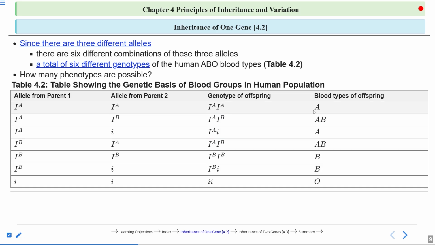How are there 4 phenotypes? Blood group A, blood group AB, the second one, then blood group B, the third one, and blood group O. So remember, there are 6 genotypes and 4 phenotypes. A question can come from here: how many genotypes are there and how many phenotypes are there? So this table is very important. Clear? Why are there 6 genotypes? Because this has been repeated twice.